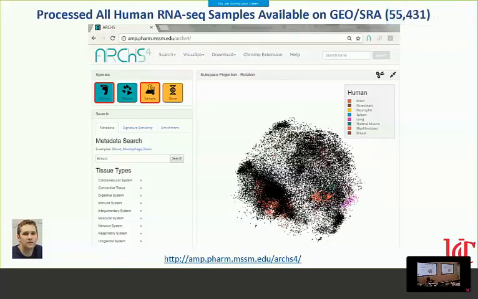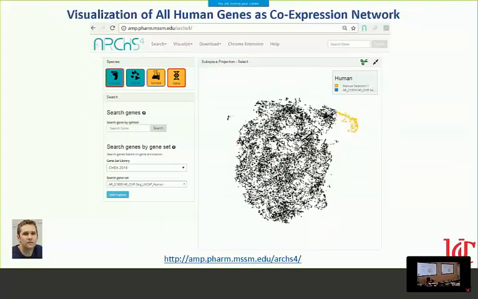So this is a visualization of a PCA of 55,000 human samples that you can query, and you can find the samples of interest. This is the visualization of all the human genes clustered using t-SNE based on co-expression across all of those samples. And again, you can find your gene of interest. You can see where it falls next to other genes, and you can potentially find mechanisms for the genes.